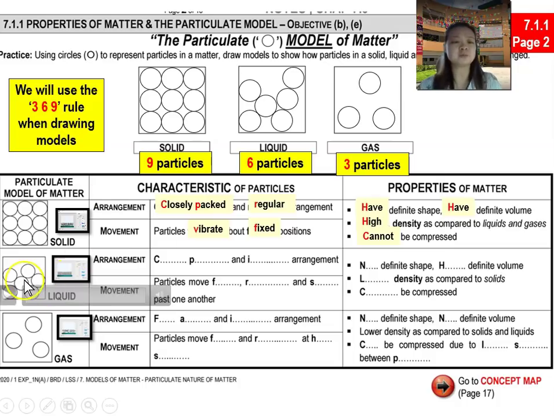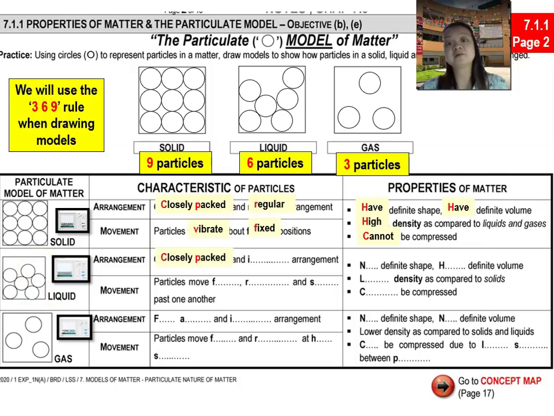Now if you look at this model over here, your liquid particles are still close together, just similarly to your solid particles. The only difference is that there's slightly more space in between them. So we say that liquid particles are still closely packed and they have a very irregular arrangement. Why do I say it's irregular?